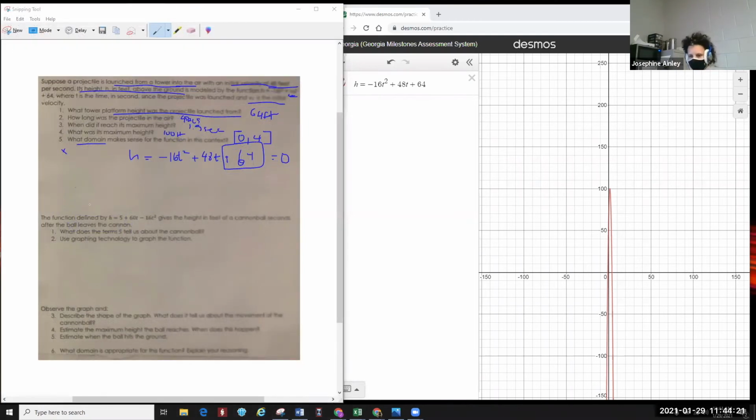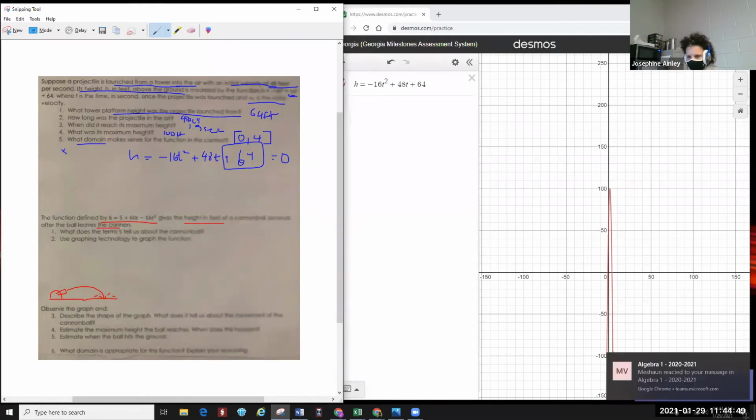All right, so we'll take a look at this last example. Here's the function: h equals 5 plus 60t minus 16t squared. It gives the height in feet of a cannonball. Here's a cannonball, or what I imagine a cannonball to look like. It shoots, and the ball falls, or the bomb, or whatever it is. Then there's a big explosion over here.